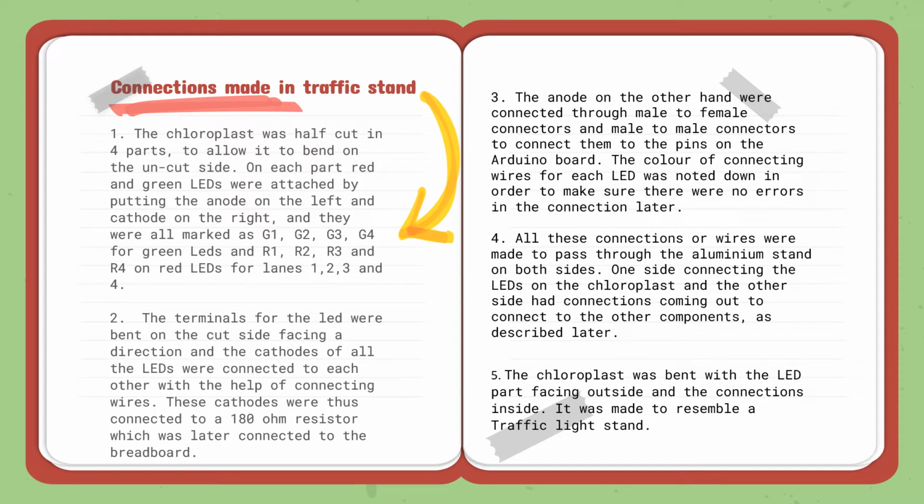The color of the connecting wires for each LED was noted down in order to make sure there were no errors in the connection later. Number 4. All these connections or wires were made to pass through the aluminum stand on both sides. One side connected the LEDs on the chloroplast and the other side had connections coming out to connect to the other components as described later. Last point, the chloroplast was bent with the LED part facing outside and the connections inside. It was made to resemble a traffic light stand.